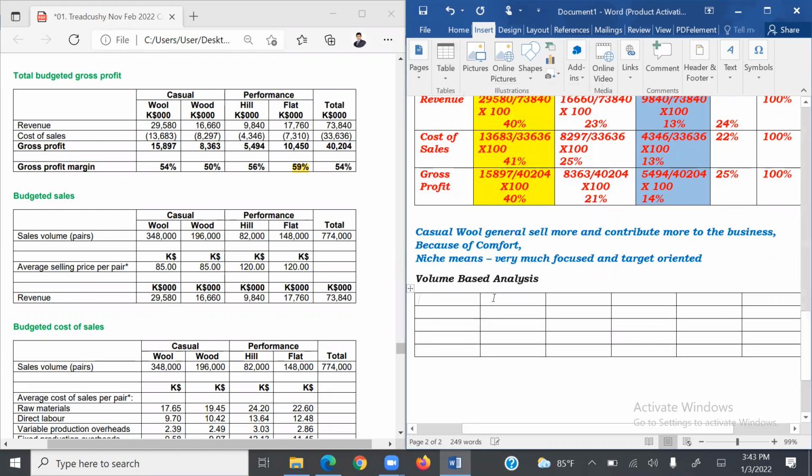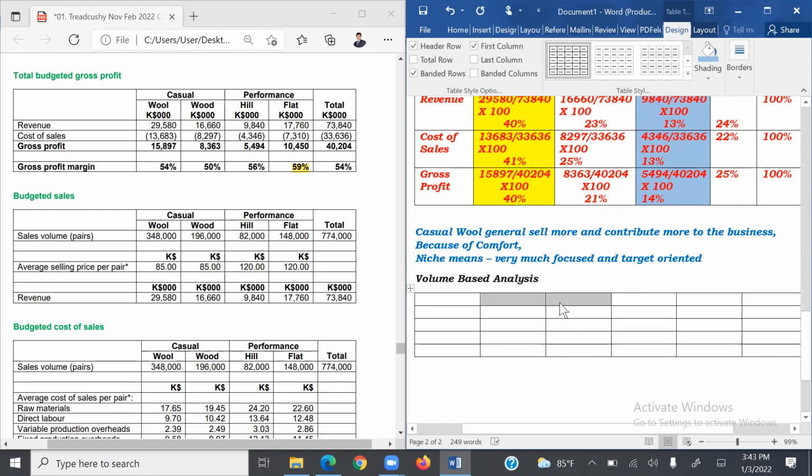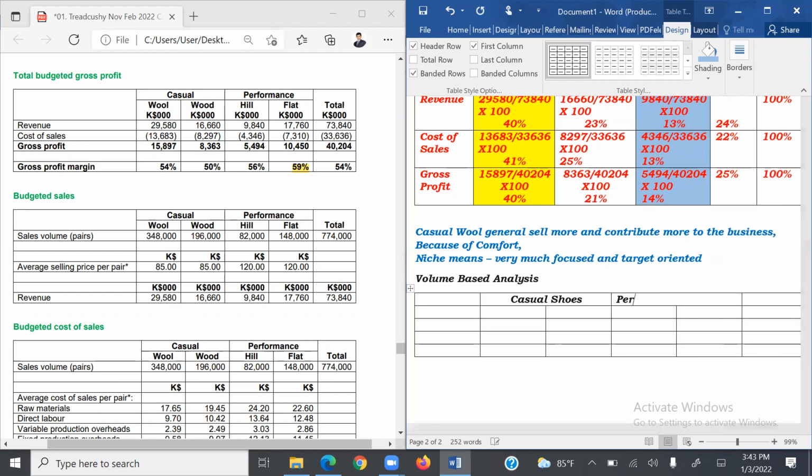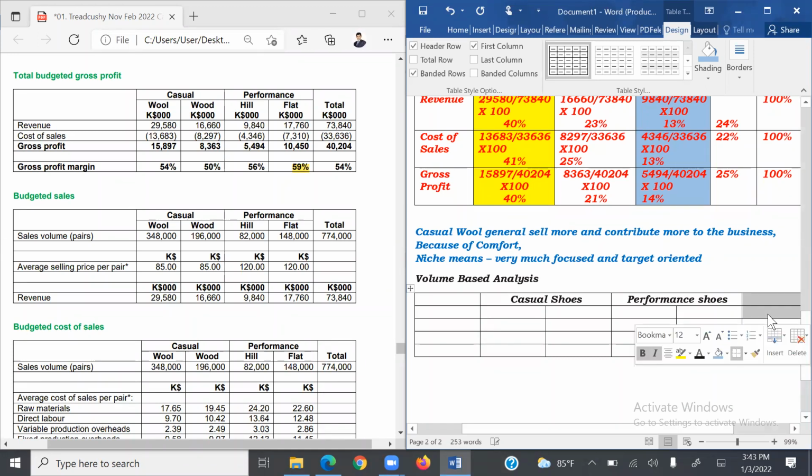So the first thing is we need to understand we have a range of casual shoes. So I'll write down here, students, casual shoes. Then students, the next thing we have is the performance shoes. So what I will do is I will merge this here and I'll write down here performance shoes, even that is also sorted. Then what we have is the total range. So I will write down here the total range, and here we have the details as well.